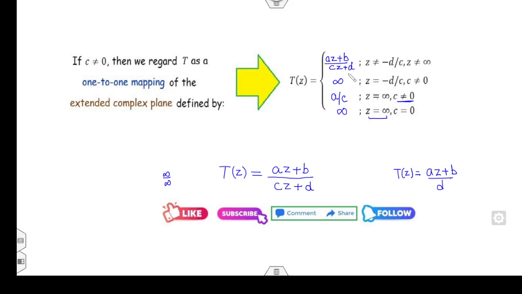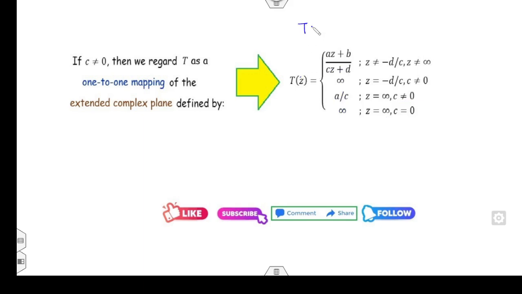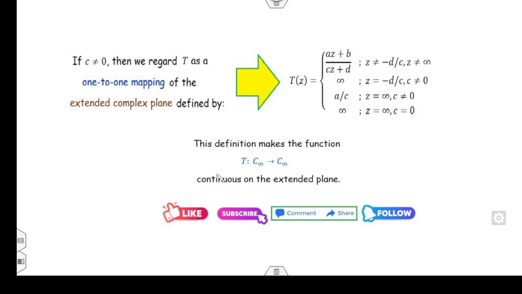So what do you conclude from that? That means T is the mapping, and infinity is in the domain, so that is C union infinity. The codomain is also C union infinity. Therefore, we can define the continuous map from C union infinity to C union infinity. Always remember, students, if you define the map from C to C, then clearly say this map is not continuous. Why? Because infinity does not belong to C.